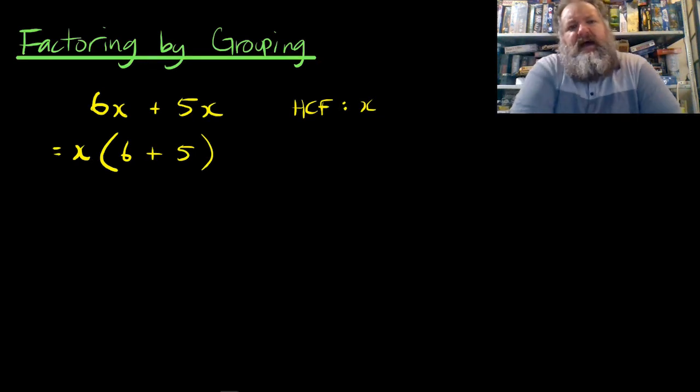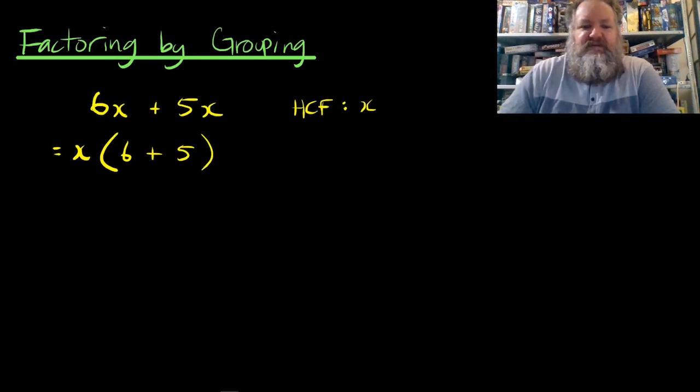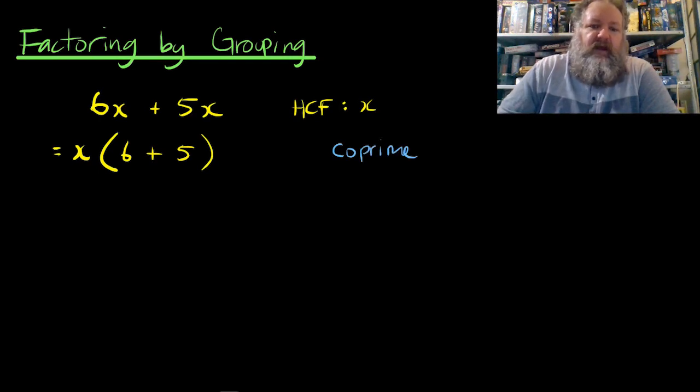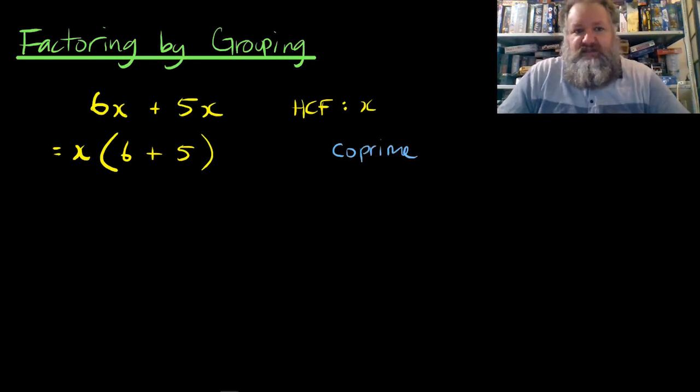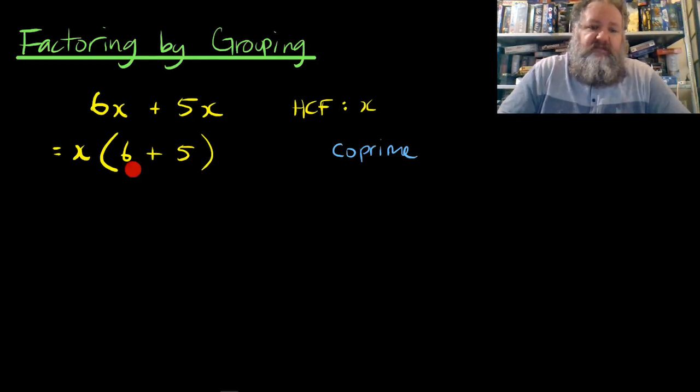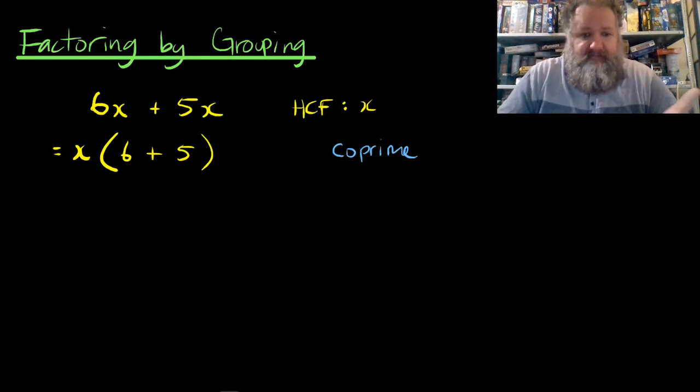Oh, by the way, it's important to recognise that in a previous video I talked about the idea of two numbers being co-prime. When you have factorised correctly, you will find that the numbers inside of the brackets will be co-prime. That's a really important thing to pick up here. So the 5 and the 6, what factor do they have? What do they share? Well, the only thing they share is a 1. So they are both co-prime. So I know that I factored that correctly.